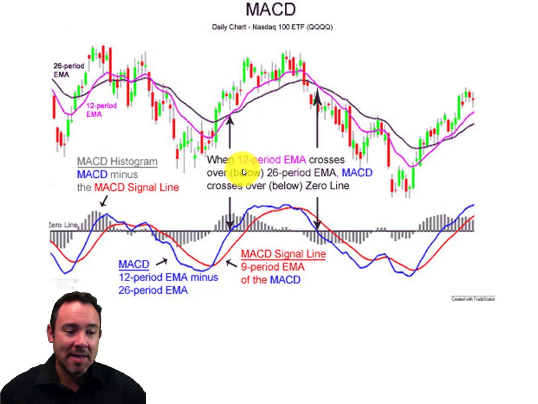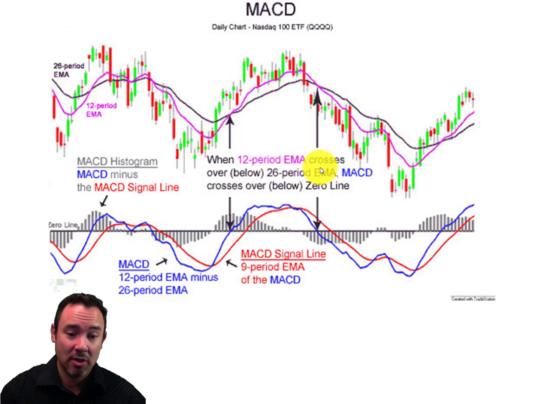So the way that this indicator really works is the 12-period EMA crosses over or below the 26-period EMA on the chart. Then the MACD crosses below or over the zero line. So when these moving averages on your chart cross, and again, you don't even have to have them on your chart because the MACD and the input from that actually assumes and knows that information already.